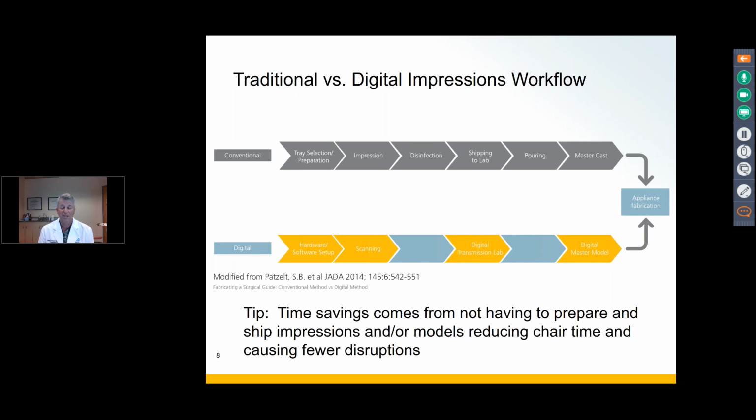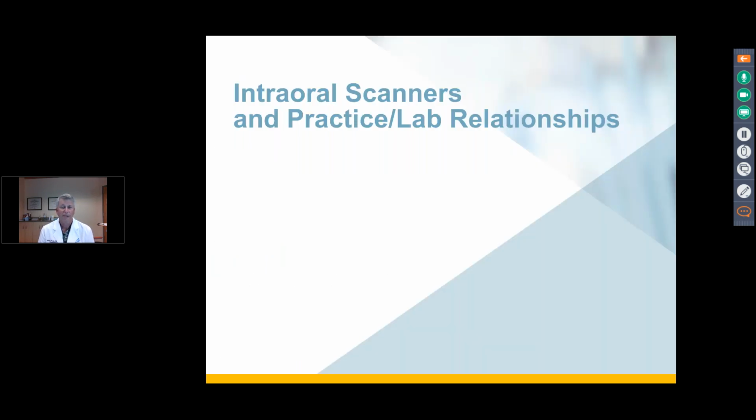This reduces your chair time and causes fewer disruptions in the office. So the workflow is something of a time savings for everyone. Let's move on to talking a little bit about the lab relationship.